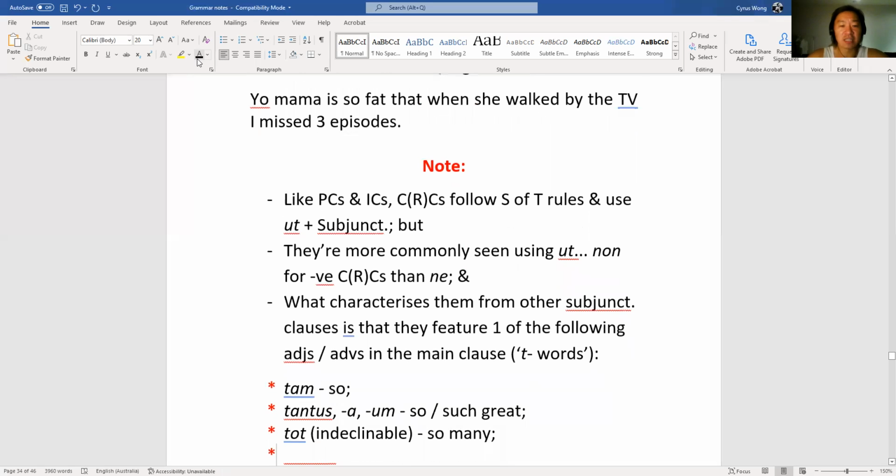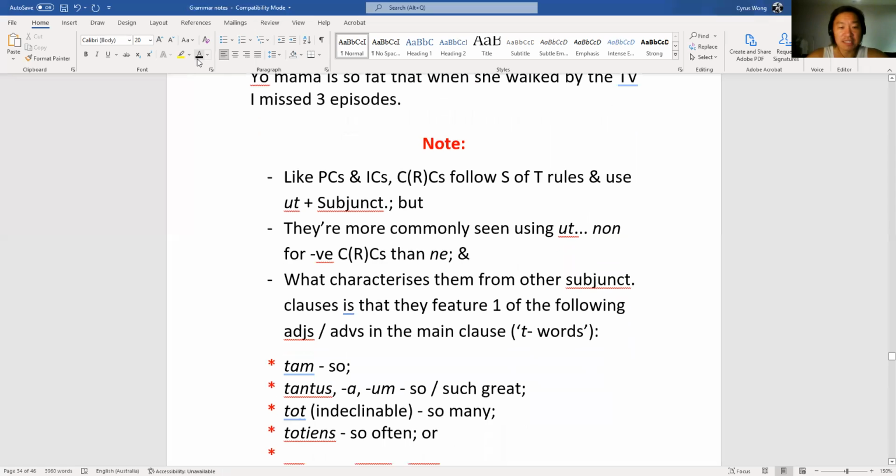Tot is an indeclinable adjective. So if you want to decline it, it goes tot, tot, tot, tot, tot, tot. So there are so many people here. Say, for example, adsunt tot homines: there are so many people that I can't see my friend. Totiens, so often. He does this so often that it is getting annoying. Literally, you would say it may be getting annoying because you have to use a subjunctive.